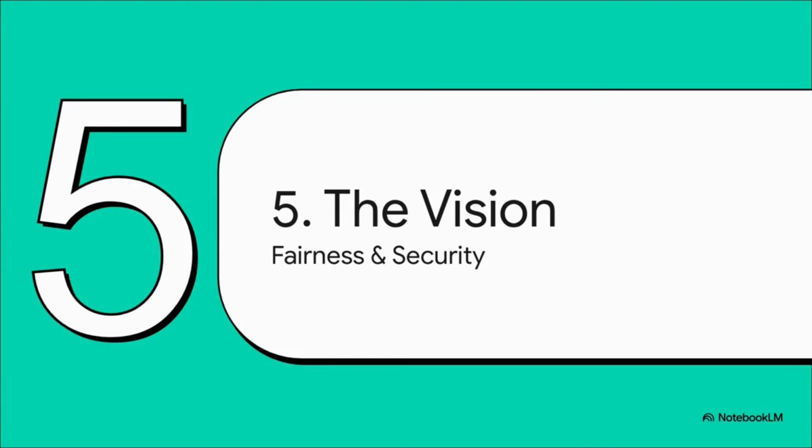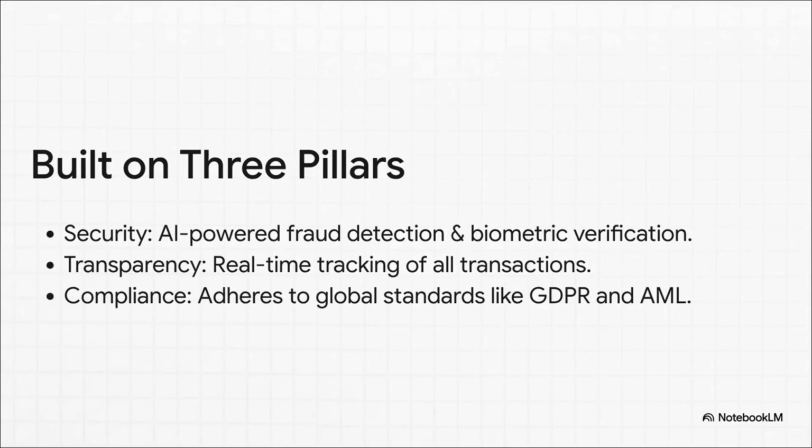And that brings us to our final section, the vision. You see, all of these features we've just talked about, the speed, the automation, the security, they aren't just technical bells and whistles. They're all built on top of a core philosophy of fairness and security. The entire system is really built on these 3 pillars. You've got security, which is handled by things like AI and biometrics. You've got transparency, thanks to those real-time dashboards where you can always see exactly what's happening with your money. And you've got compliance, which means it follows major international financial rules so it can operate legally all over the world.